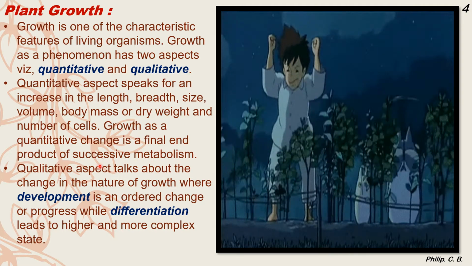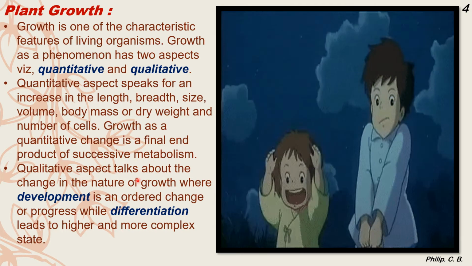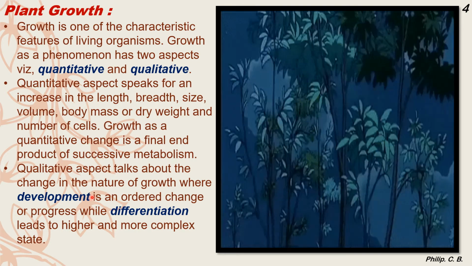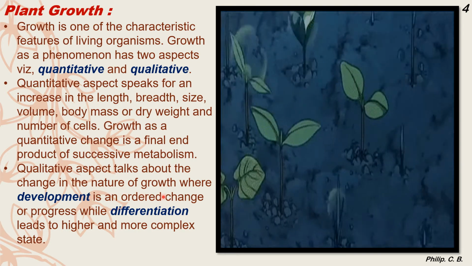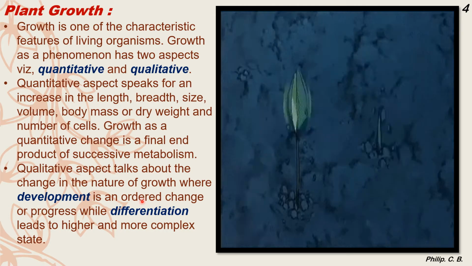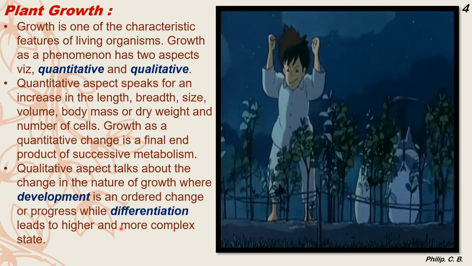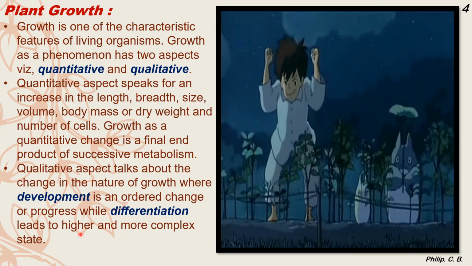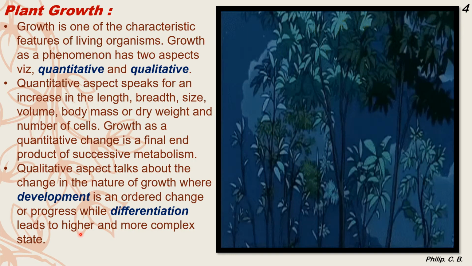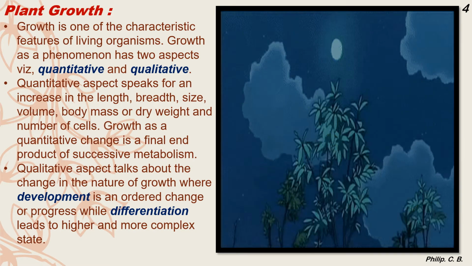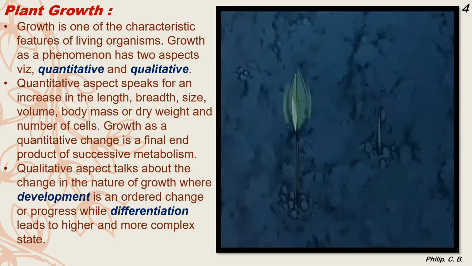Qualitative aspect talks about the change in nature of the growth, where development is an ordered change or progress, while differentiation leads to a higher and more complex state. So here we can see this qualitative being mainly the developmental aspect and the differentiation which leads to a higher state of the plant body.